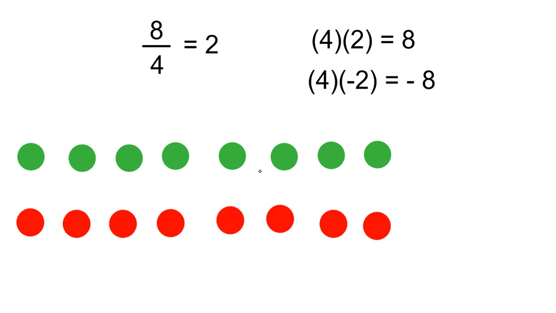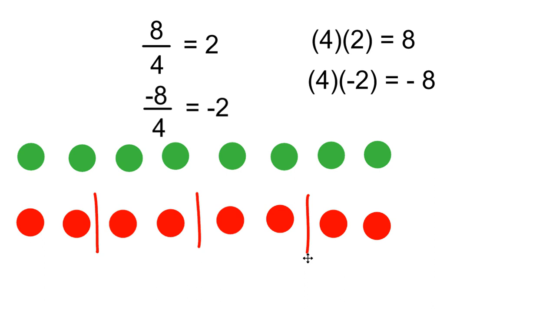We can do the same thing when it comes to negative numbers. We have 4 sets of negative 2. There's 1 set, 2 sets, 3 sets, 2 negatives in each set, and that gives us negative 8. That also can be looked at through our division lens, where I have 8 negatives and I put them into 4 groupings, and we can see that there are 2 negatives in each grouping. If we think about it in those terms, we can see the connection.